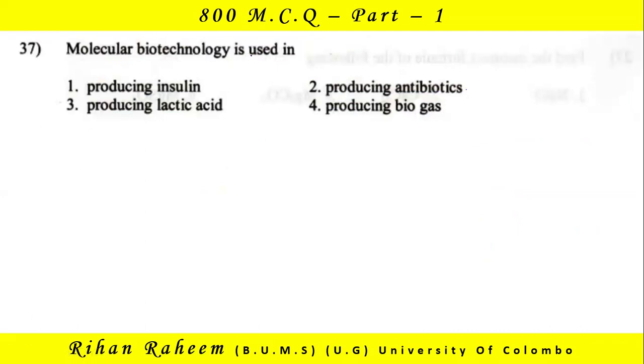Molecular technology is used in producing insulin, producing antibiotics, producing lactic acid, and producing biogas. Biogas, you can directly produce biogas, no? Automatically you can produce the biogas. Antibiotics, if you grow the fungus, directly you can get them. Producing lactic acid, when you do anaerobic respiration of muscle tissues, you can get the lactic acid.